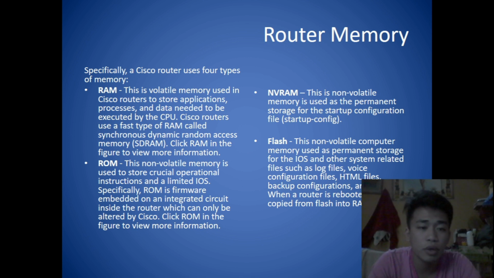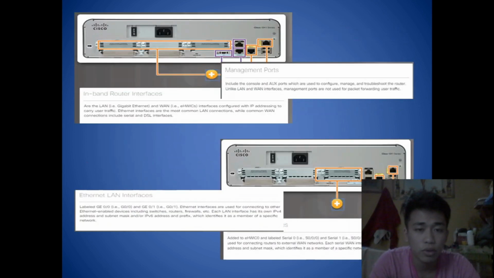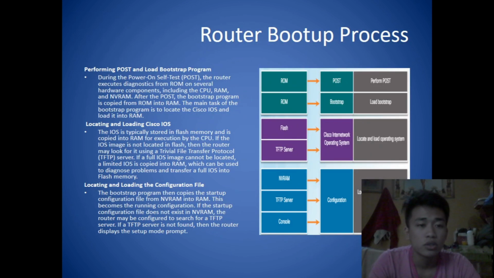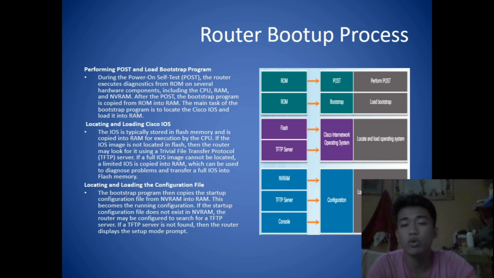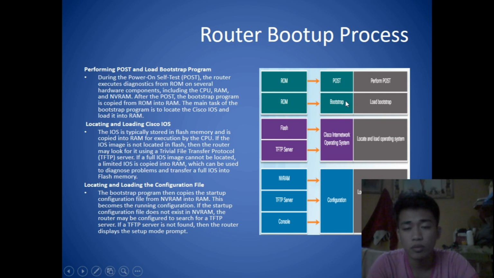So we have router memory: RAM, ROM, NVRAM, and flash. Here we have management ports, the in-band router interface, and the Ethernet LAN interface. The boot process is to perform the POST and load the bootstrap program, then locate and load the Cisco IOS, and locate and load the configuration file. One ROM is used to perform the POST and the other ROM is used for the bootstrap. After the ROM performs the POST, the ROM bootstrap loads the bootstrap program.